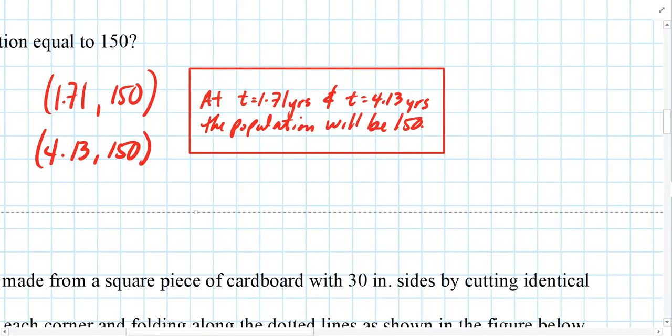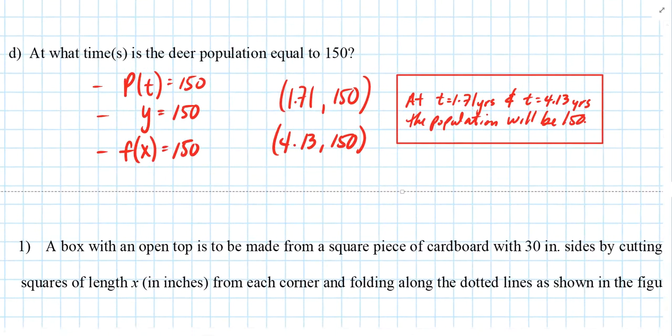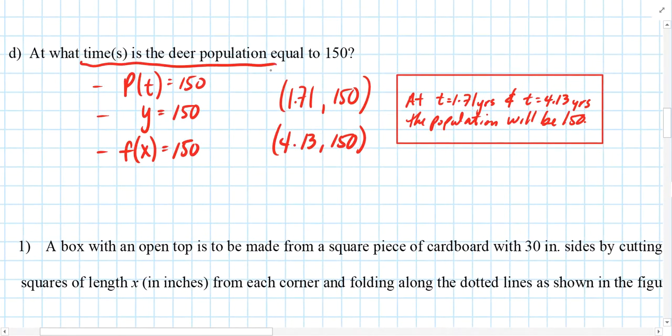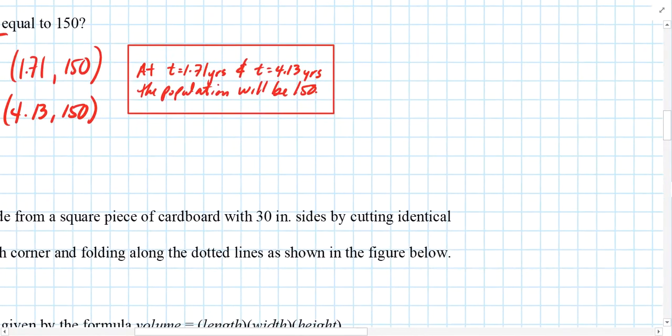Now here's a challenge for you as we finish this out. Is there a way for you to find the times when the deer population reaches 150 without using a graph? I wonder if you recall how to do this from your old Algebra 2 days. Here's a hint. 150 was our population, and the equation 100 plus 20t squared minus t to the fourth represented our population growth over time. How could you use this to find the time 1.71 and 4.13? If you figure it out, let me know in class when we see each other next.